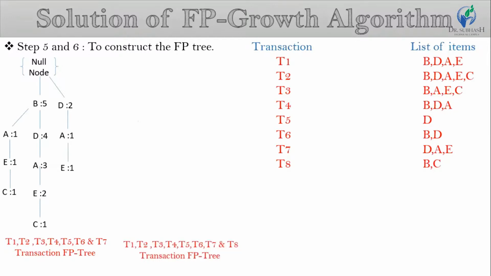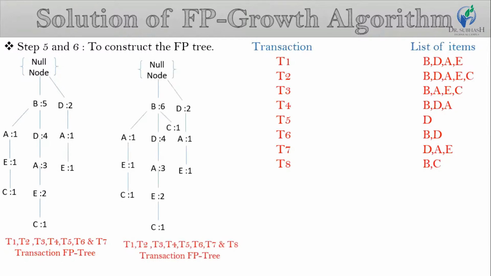we have attached a new node C to B. Now, change the counts: B occurs 6 times and C occurs 1 time. So this way we have generated our FP tree. So I hope you can understand how to draw an FP tree.